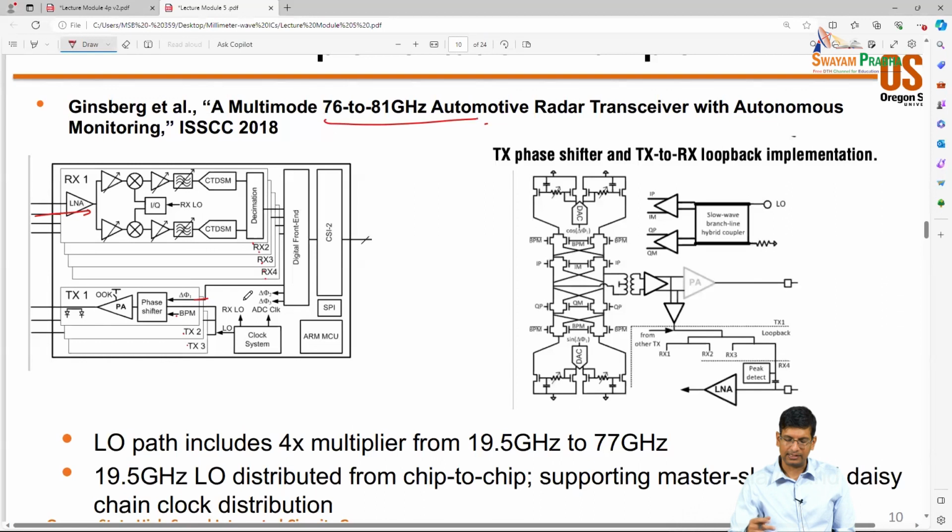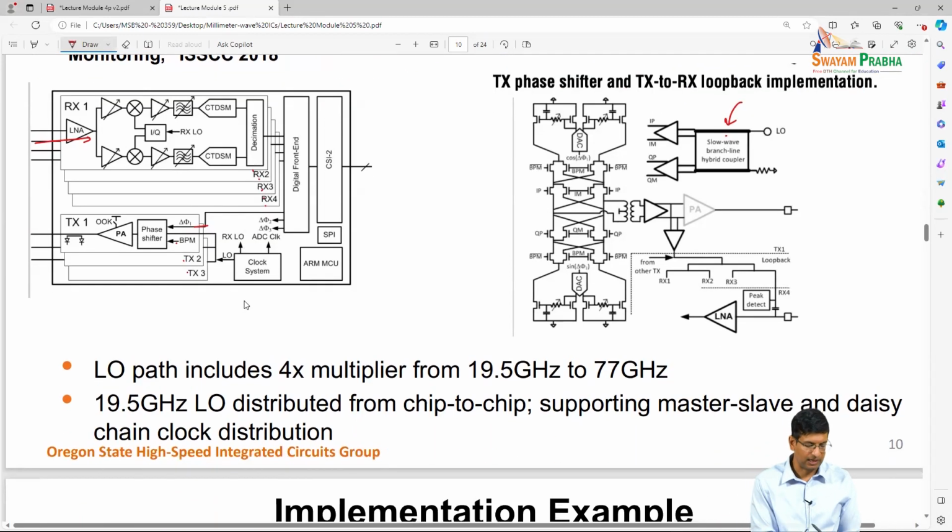And you can see some of the choices that are being made to generate quadrature LO phases. For example, they use a branch line hybrid coupler implemented using slow wave T lines so that it can be compact, right? And the choices on the LO path is that there is a 19.5 gigahertz LO that is distributed from chip to chip, and then there is on-chip frequency multiplication that basically gets you to the output 77 gigahertz to 81 gigahertz output.